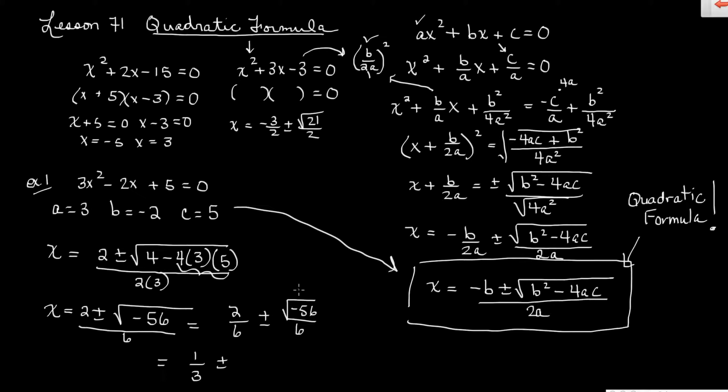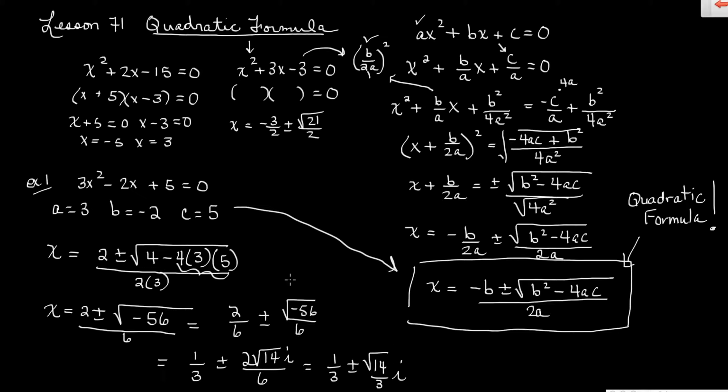Wait, what is 56 divided by? So this is going to be the square root of 14 over, it's going to be 2 times, sorry about that, I got distracted, 2 times the square root of 14, and it's going to be i over 6. I kind of jumped ahead of myself here. So we're going to get 1/3 plus or minus the square root of 14 over 3 i.